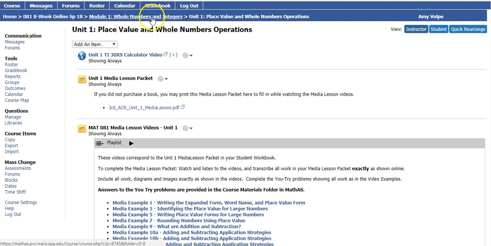So notice I am in Module 1 and the Unit 1 folder. I can read that from right here. Okay. This one has a calculator video. I think 4 or 5 of them do. If you want to start by watching this and practicing with your calculator, that's a good idea.